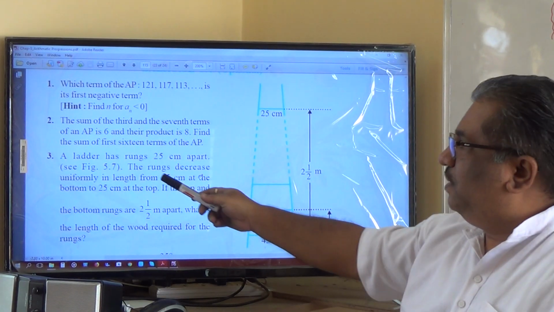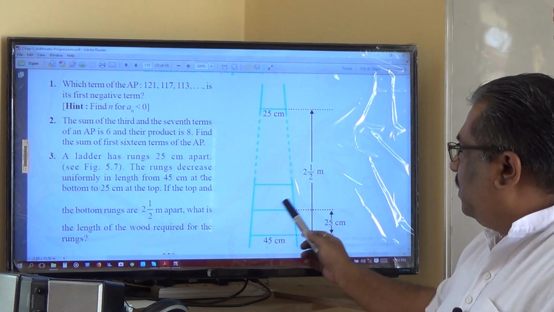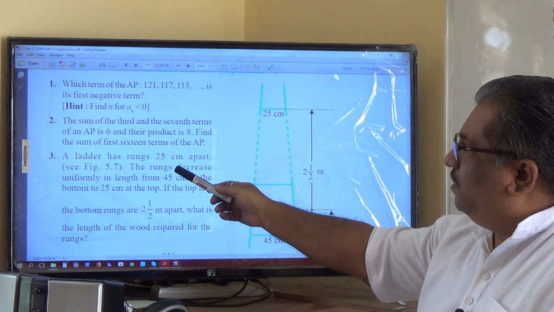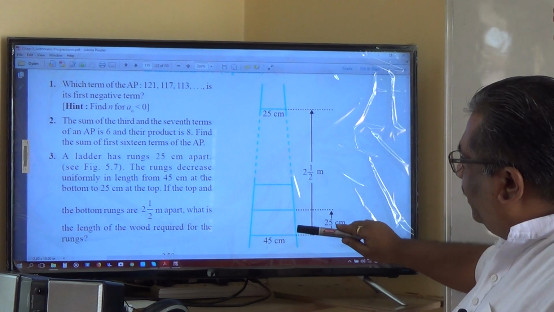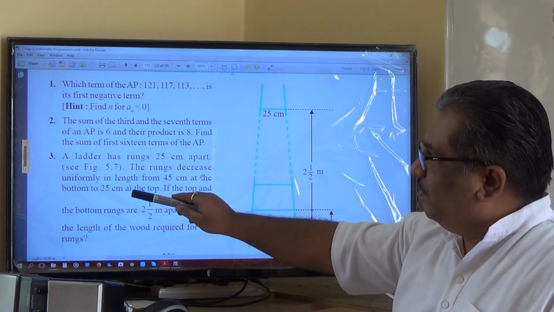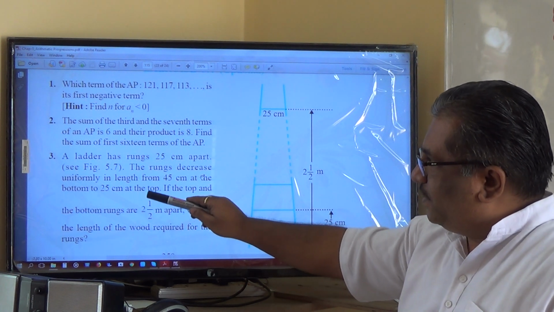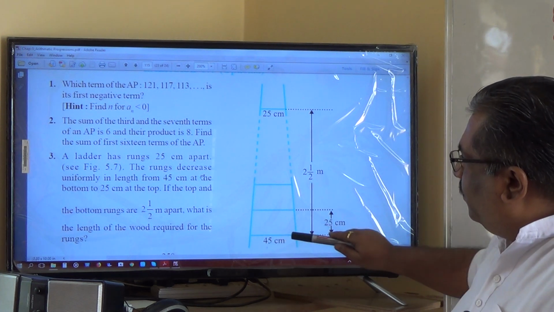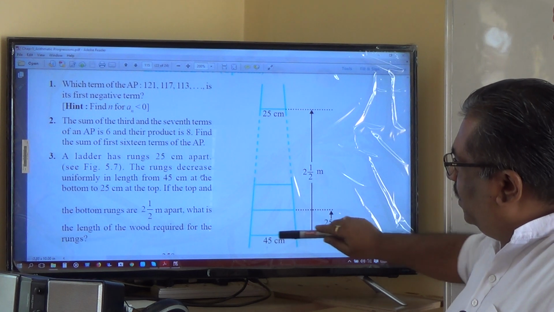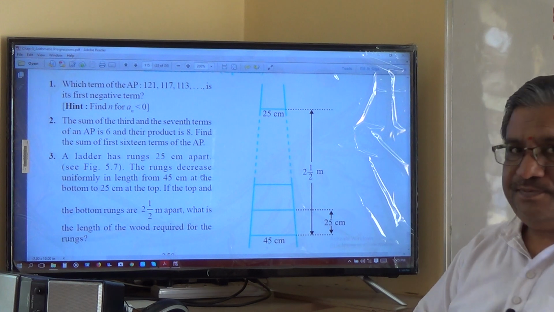Yeah, third one is the ladder problem. This is how the ladder is there, and these are called the rungs here. Dimensions are given. Ladder has rungs 25 centimeter apart. Distance between each rung is 25 centimeter. The rungs decrease uniformly in length from 45 centimeter at the bottom to 25 centimeter at the top. Here it is 45 centimeter. Here the length is 25 centimeter. So the length of each rung is decreasing very uniformly.